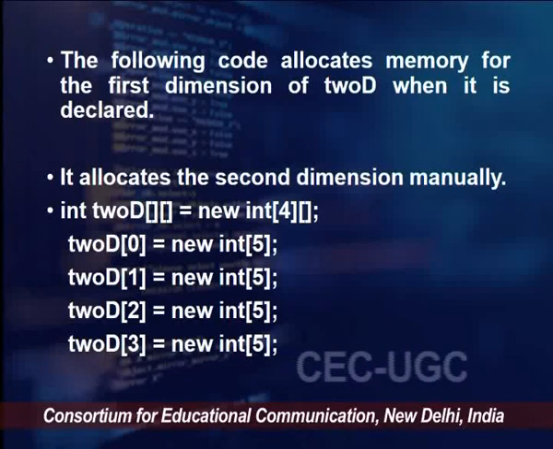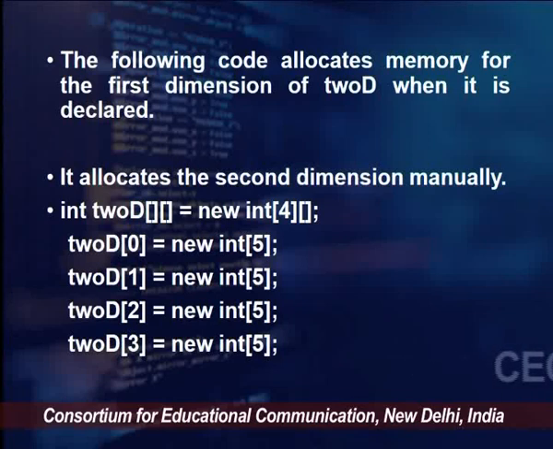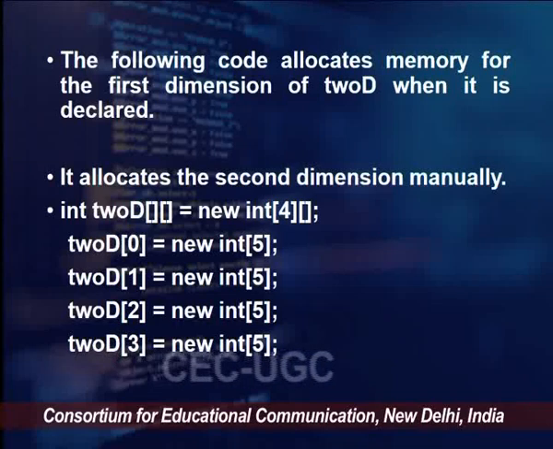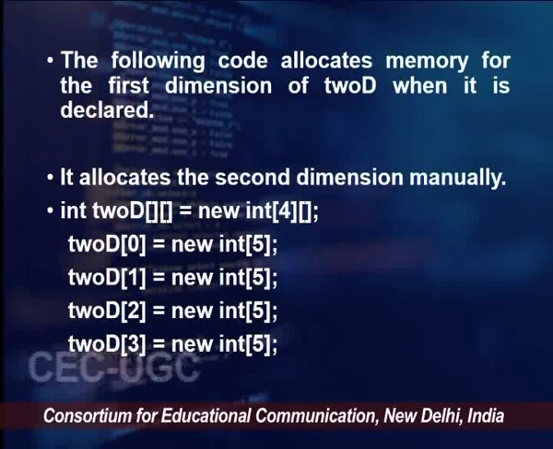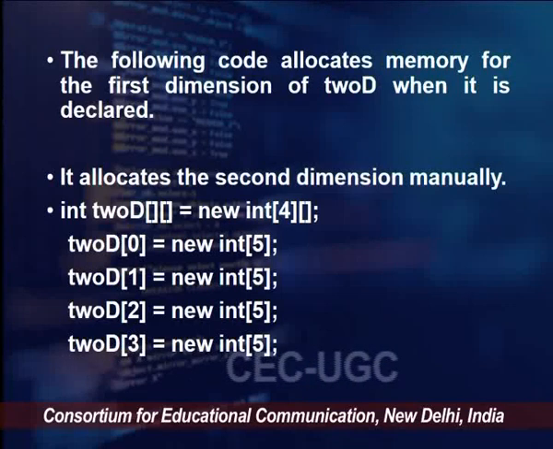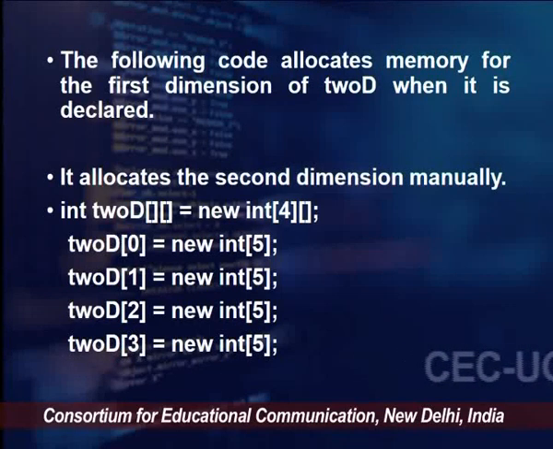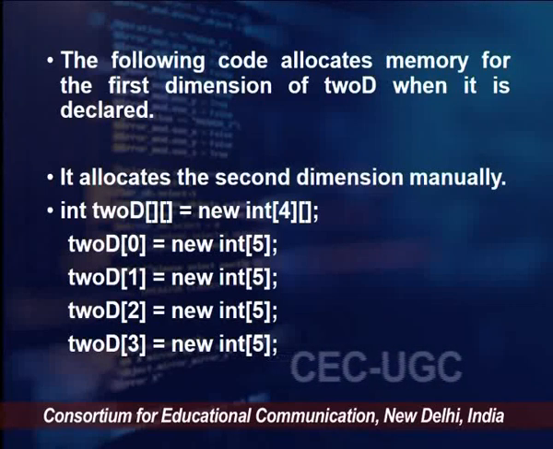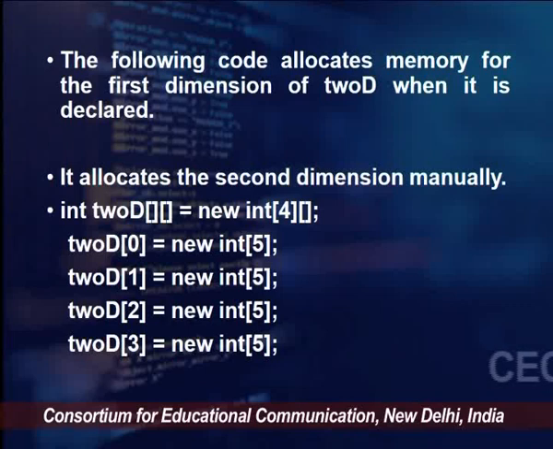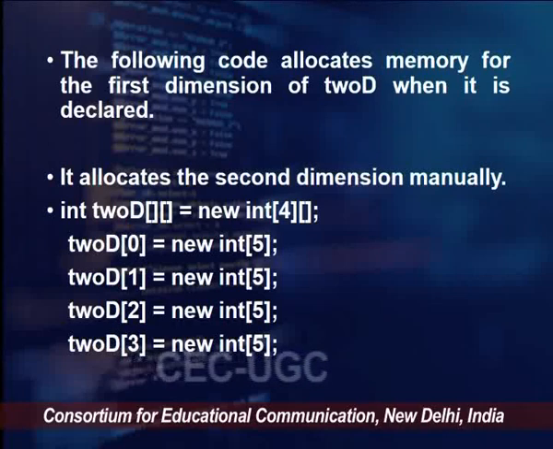So 2D, the 0th row, is new int 5, then the first row, which is referred to as 2D within bracket 1, equals new int 5. That means that row is also having 5 components. Similarly for row number 2 and row number 3. So row number 0, row number 1, row number 2, row number 3, all are having 5 elements. That means 5 columns are there. Now one must be wondering what is the need of doing it this way.